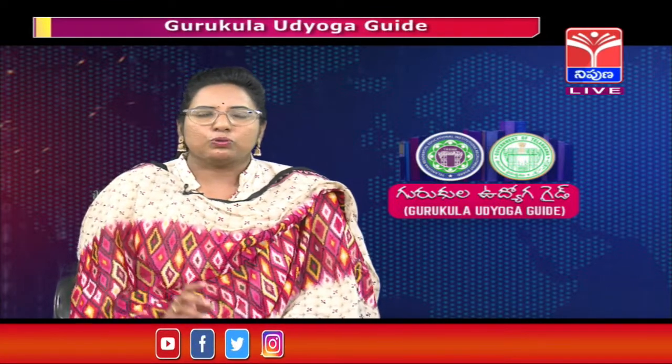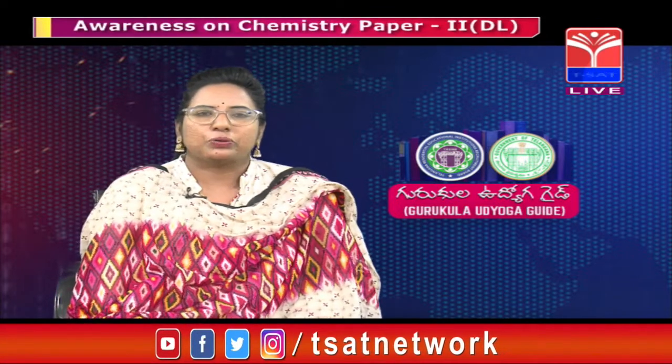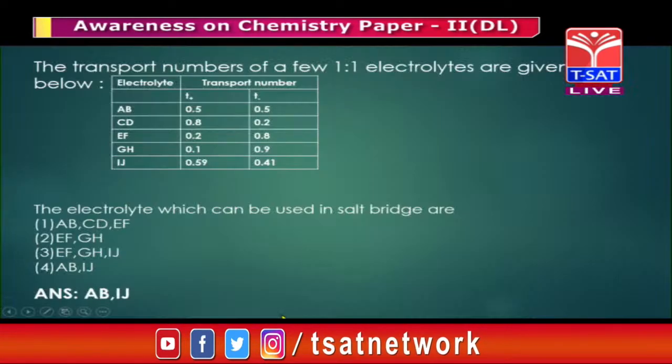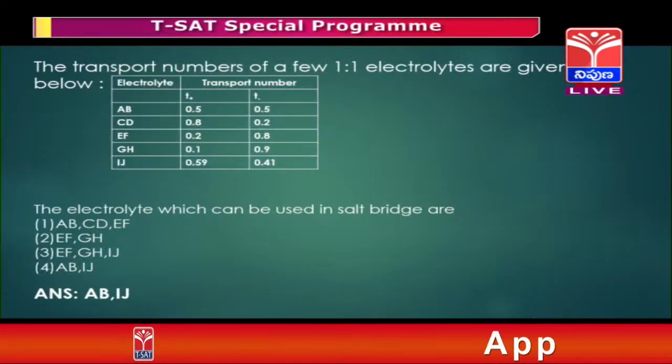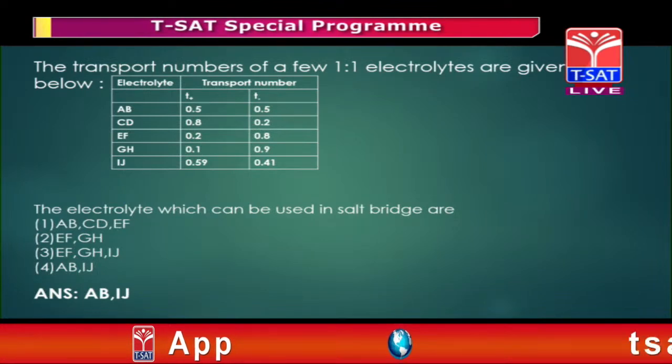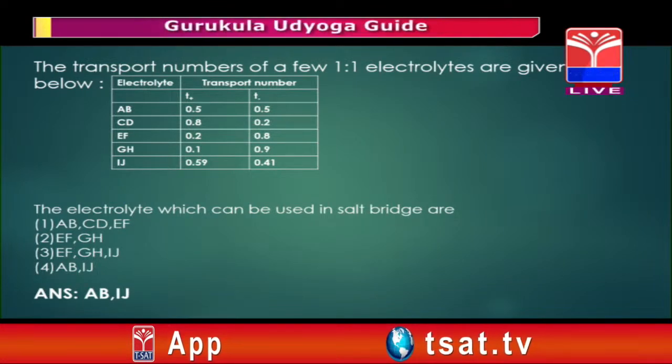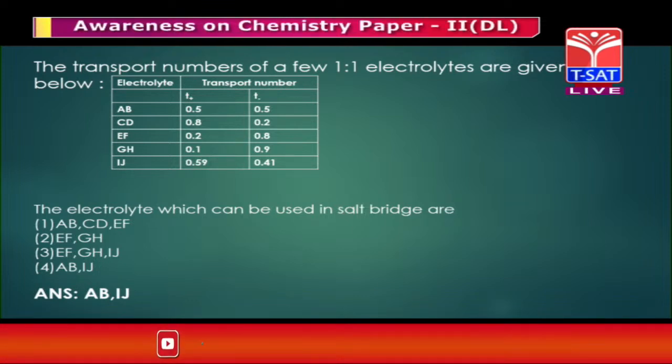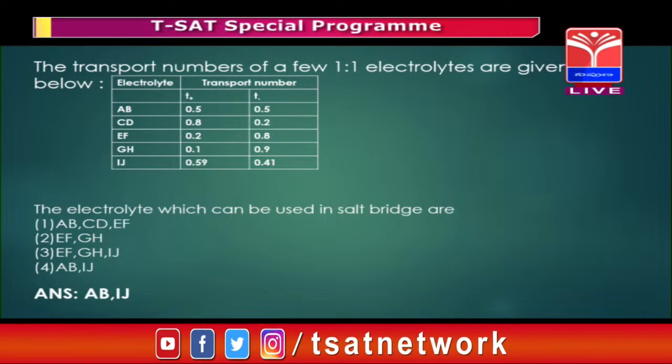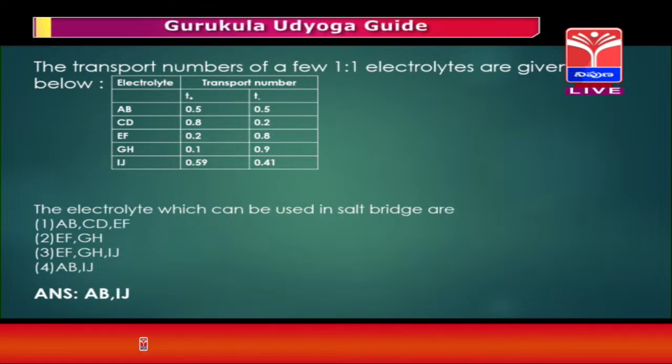So, let us move to one question about this electrochemistry. See, this is about a salt bridge question. First of all, what is a salt bridge? A salt bridge is a device which connects two electrodes. A salt bridge may be glass or filter paper. Generally in the laboratory, glass is used for better performance.